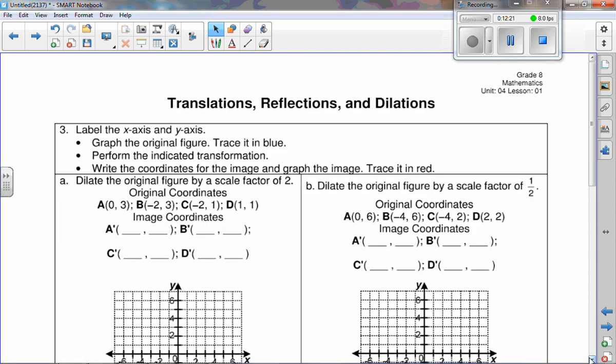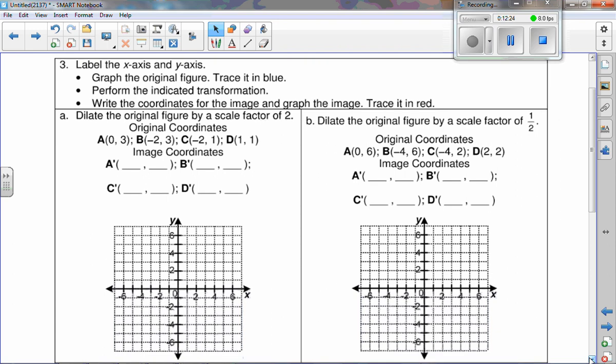Dilations, remember, means that they get bigger or smaller by using a scale factor. And a scale factor is what you multiply by. So I'm going to graph my figure first. So my A is 0, 3. My B is negative 2. So it's to the left 2 and up 3. And C is also negative 2. So it's to the left 2, up 1. And D is over 1, up 1. So it looks like we have another trapezoid.